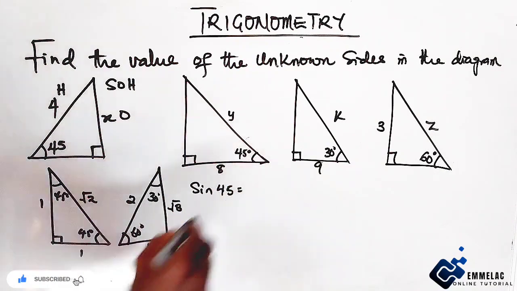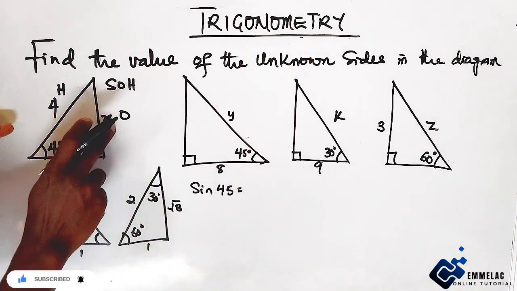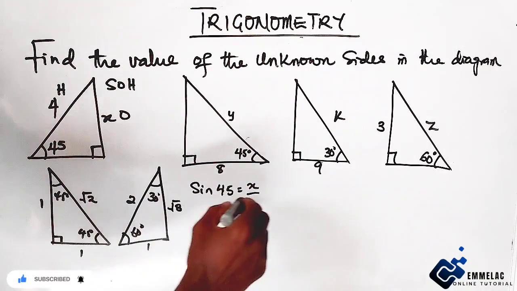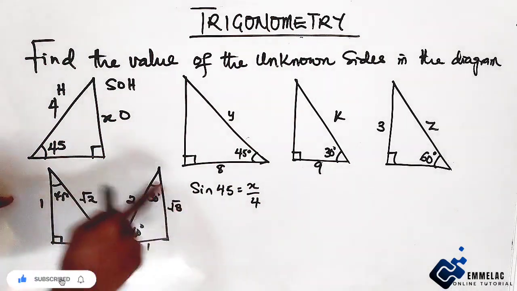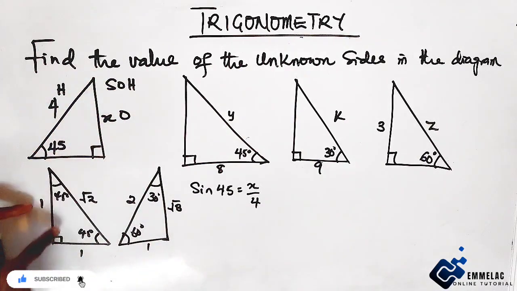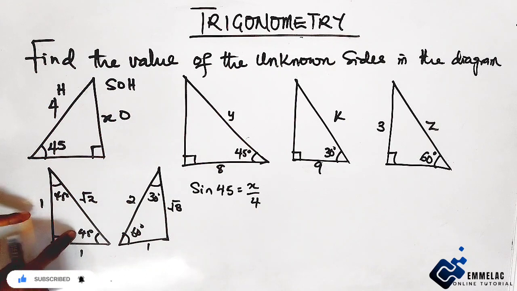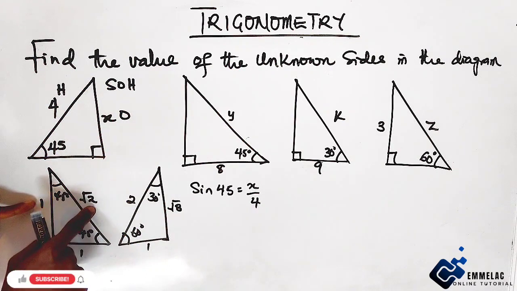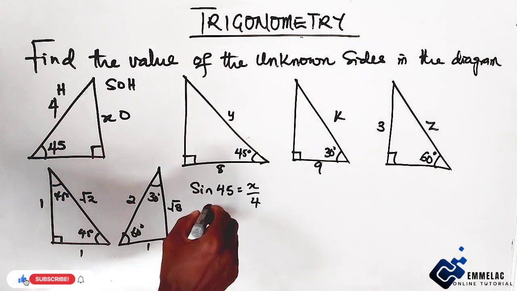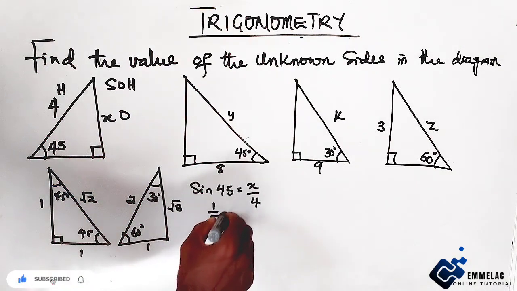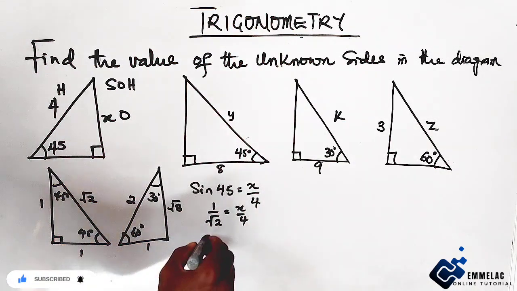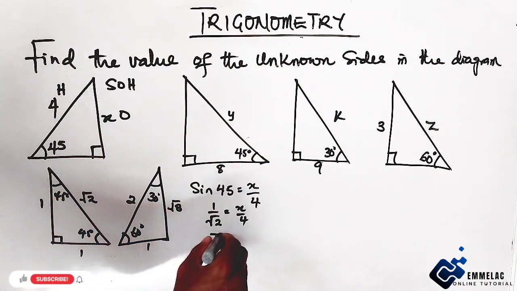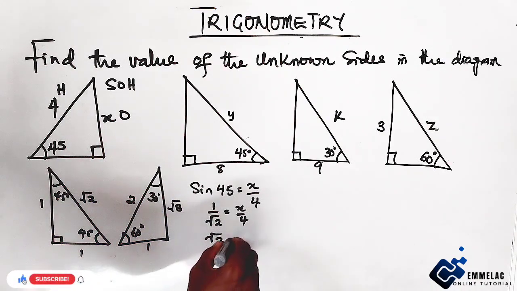Alright, to solve this, we can see this is sine 45 equals the opposite over 4. Now for sine 45, it is opposite over hypotenuse. So here you have the opposite over the hypotenuse, which gives us 1 over root 2, which is equal to x over 4. According to rationalization, we have root 2 over 2 equals x over 4.